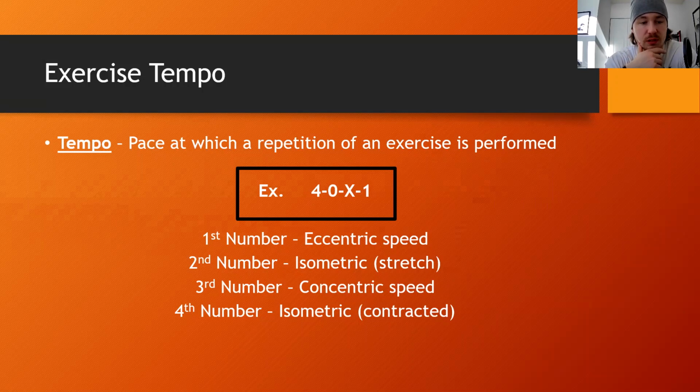The fourth number, the last one, is the isometric, or the pause in the contracted position. So let's say for the squat, again, you hold the top position for 1 second, just to reset, which is very normal. But let's say for a bicep curl, where you really want to focus on the peak contraction, you might include a 2-second pause at the top.